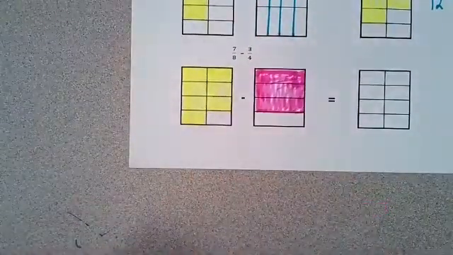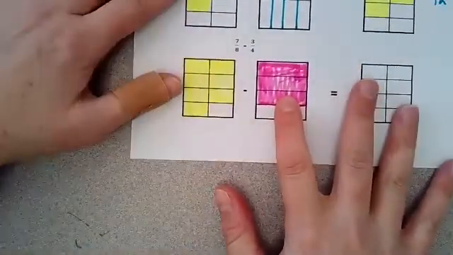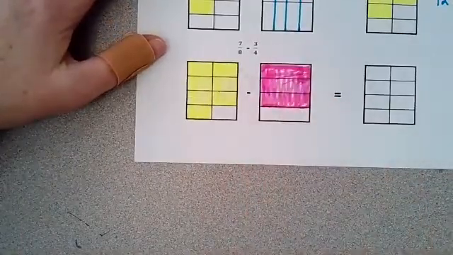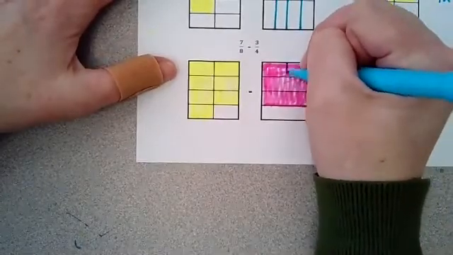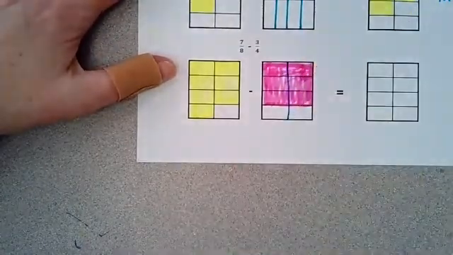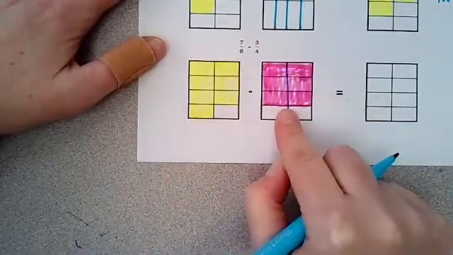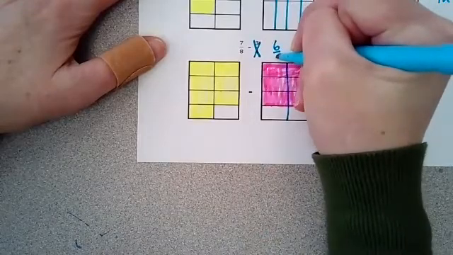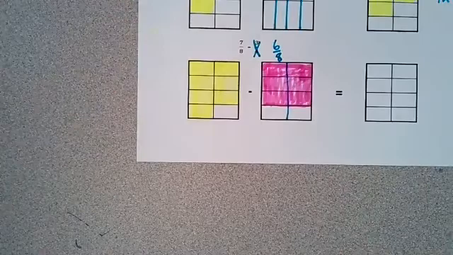But I can't subtract them because the pieces aren't the same size. So I've got to turn this into 8ths. Well, it's 4 now, so let's just draw a line down the middle to make it 8ths. Okay? So this is 7/8, and 3/4 is no longer 3/4. Now it is 6 out of 8. So now that the denominators are the same, I can subtract.